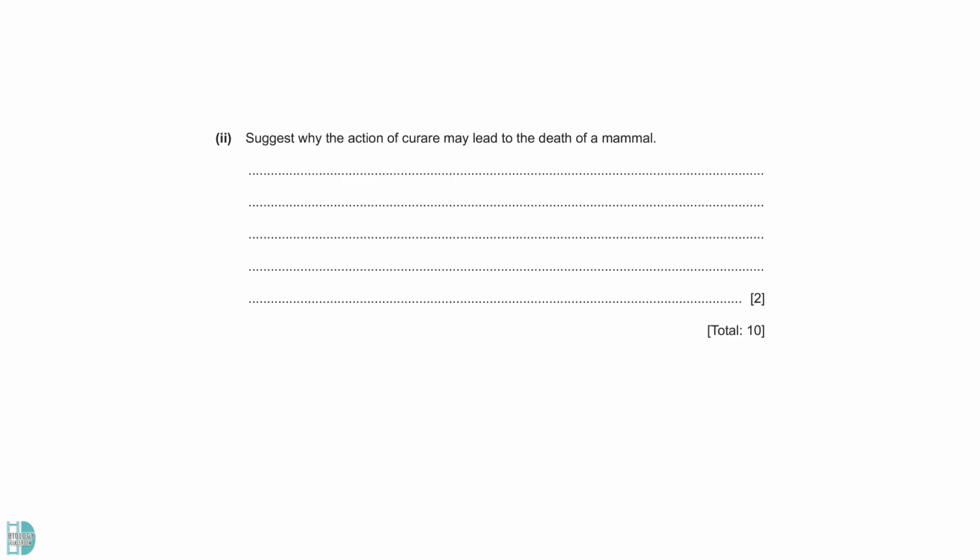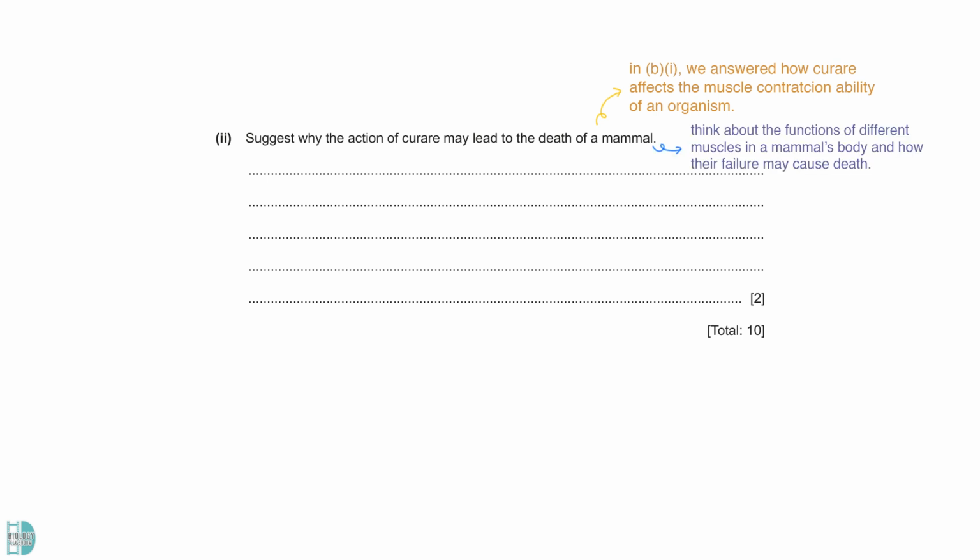2. Suggest why the action of curare may lead to the death of a mammal. In the previous question, we have seen that curare can affect the muscle contraction ability of an organism. So, to answer this question, you need to think about the functions of different muscles in a mammal's body and how their failure may cause death.